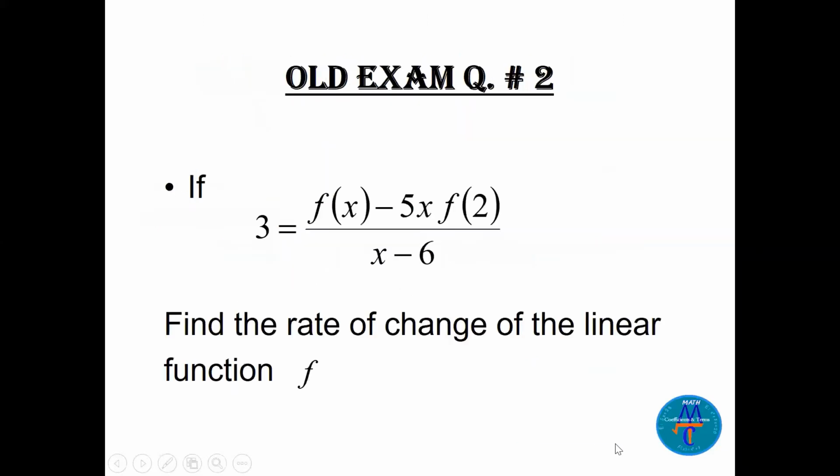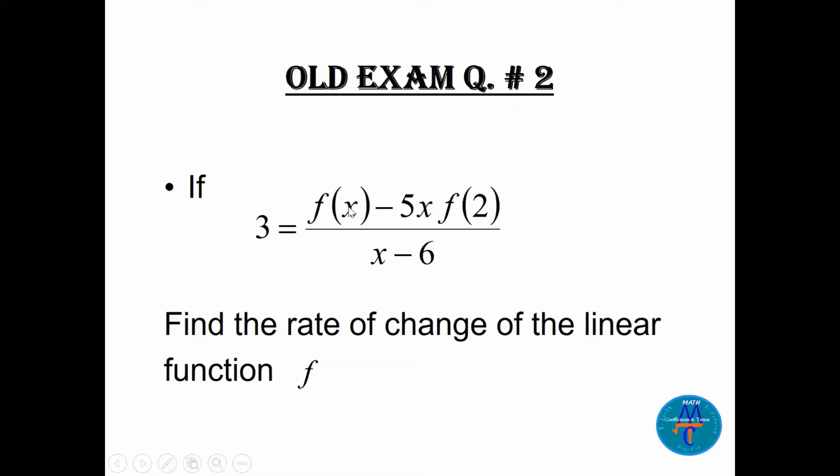Easy question. Number 2: if we have this equation, 3 equals f of x minus 5x f of 2 over x minus 6, find the rate of change of the linear function f. Just a little trick here: f of 2 is a number. If 2 is the x, put it in the function, it will give you y, maybe 7 or 8 or 9 or half or even 0. So f of 2 is a number. Don't be so picky about f of 2, just a number.